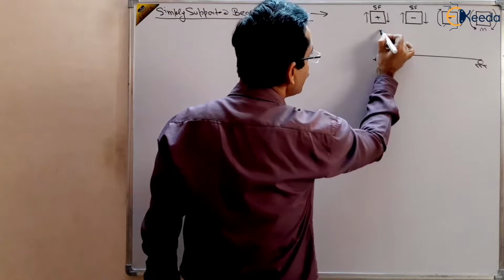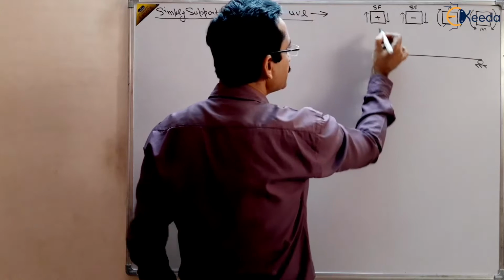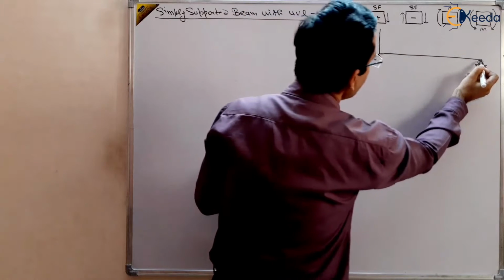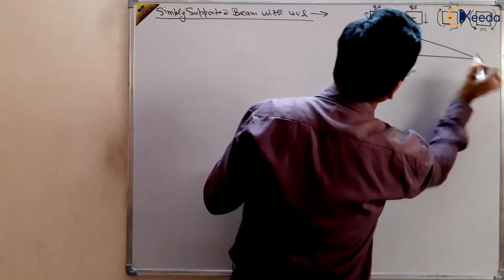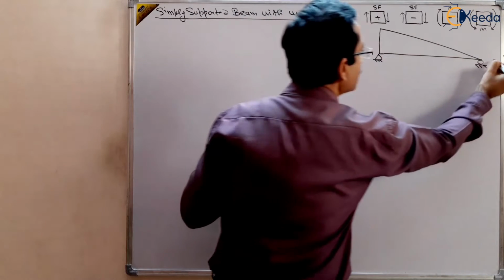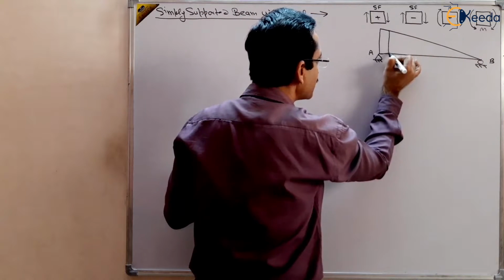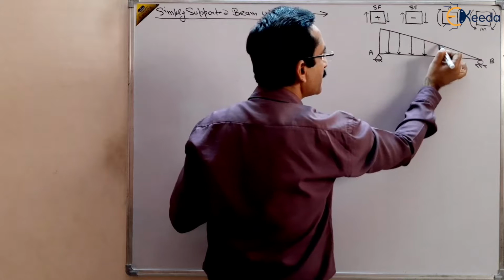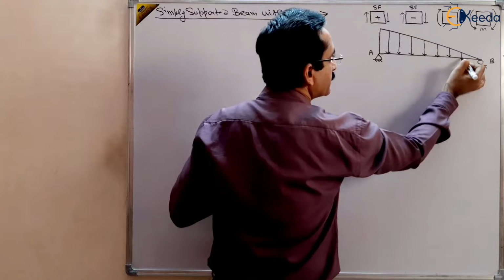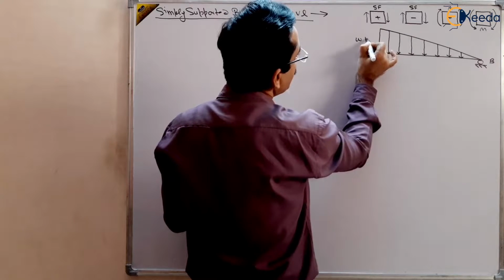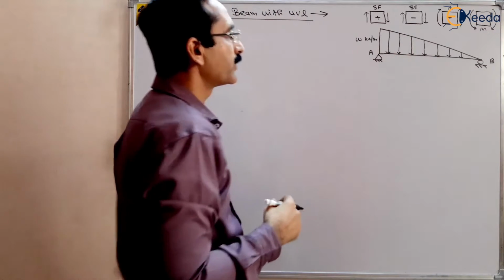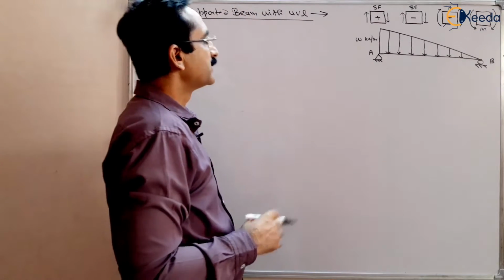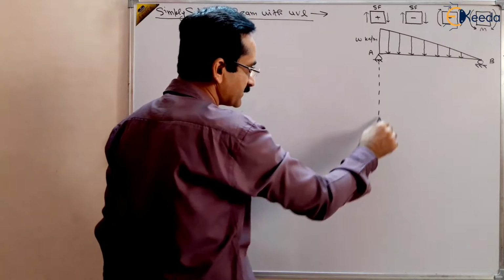And there is a UVL. We are taking one of the cases where it is maximum at one end and zero at the other end. So this is end A, this is B, and the UVL is decreasing from maximum to 0 from one end to another, like this. It has W kilonewton per meter of intensity of load at the maximum end, and 0 intensity at the other end. And we have to find out the shear force and bending moment diagram for this case.